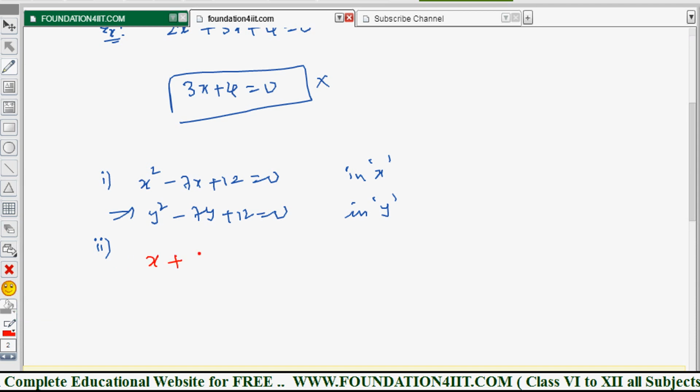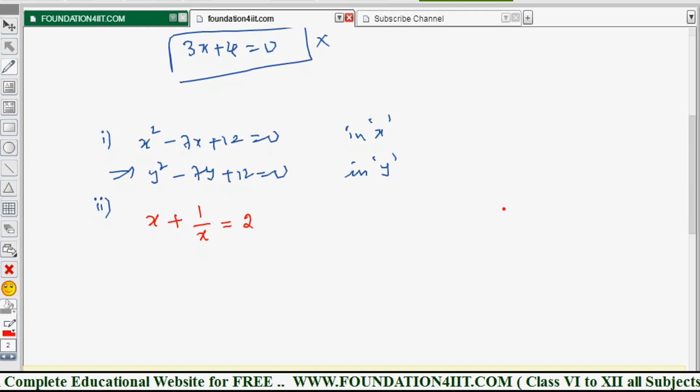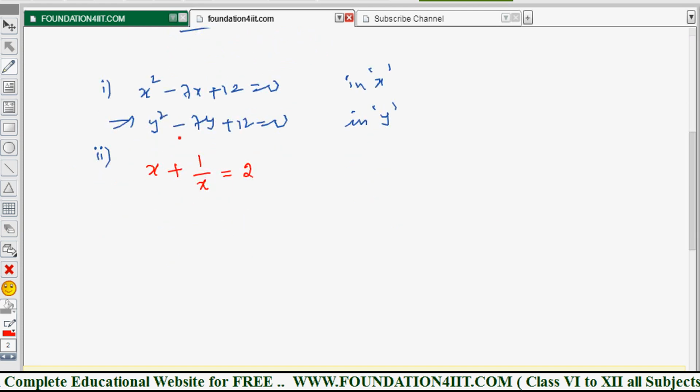For example, x plus 1 by x is equal to 2. When we simplify it, will we get a quadratic equation or not? First, the highest power you can't see directly here. Here the highest power is 1, but it is in the denominator. So let us simplify this. Dividing by 1, x is the LCM, x into x, x square plus 1 is equal to 2.